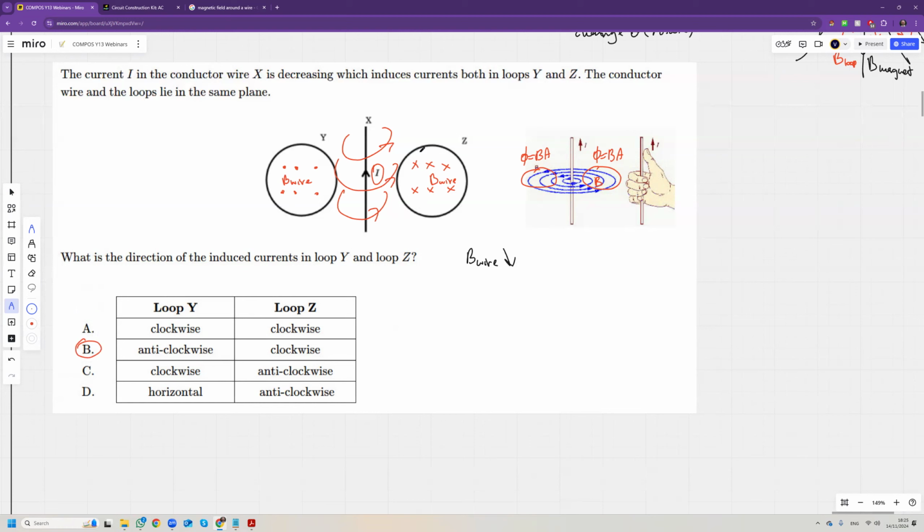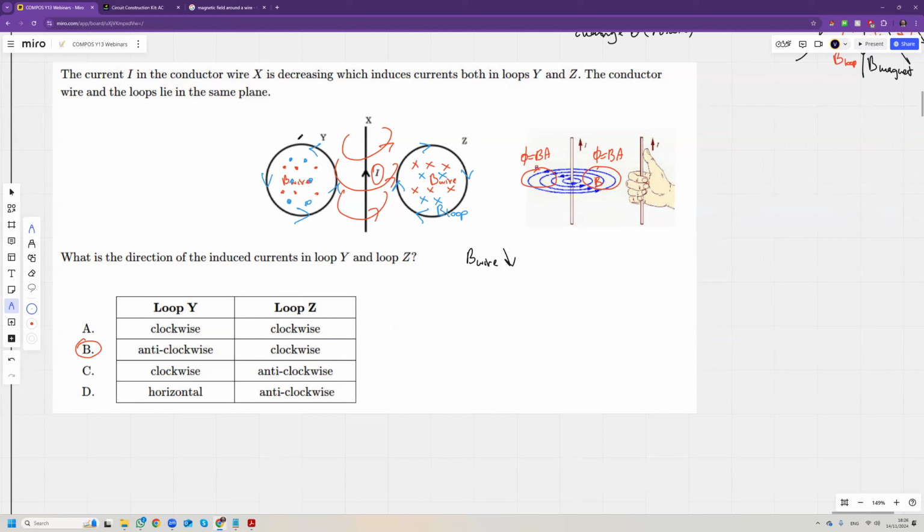That means the loop will try to build up that magnetic field. So the loop will produce a magnetic field into the page. And that's the magnetic field of the loop. To do this, it has to have a clockwise current. So a current will be induced clockwise to increase the decreasing field. On this side, once again, the field is decreasing, so you would try to build up that field by producing a current in the anti-clockwise direction.